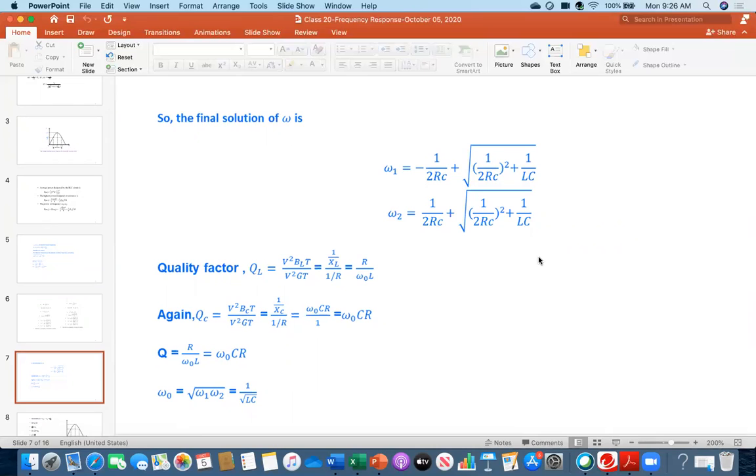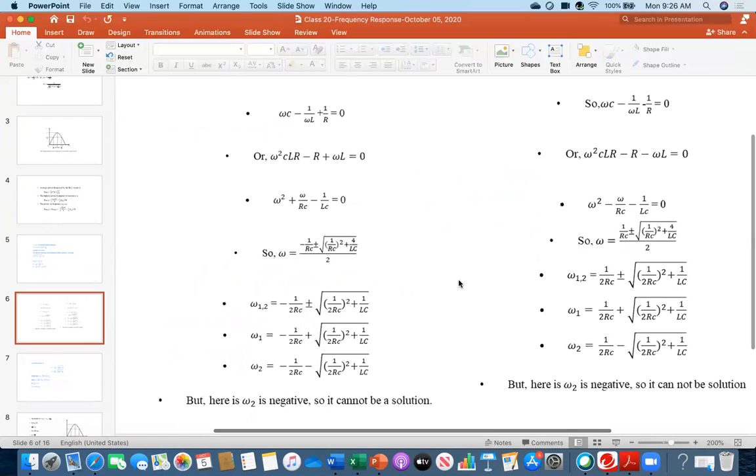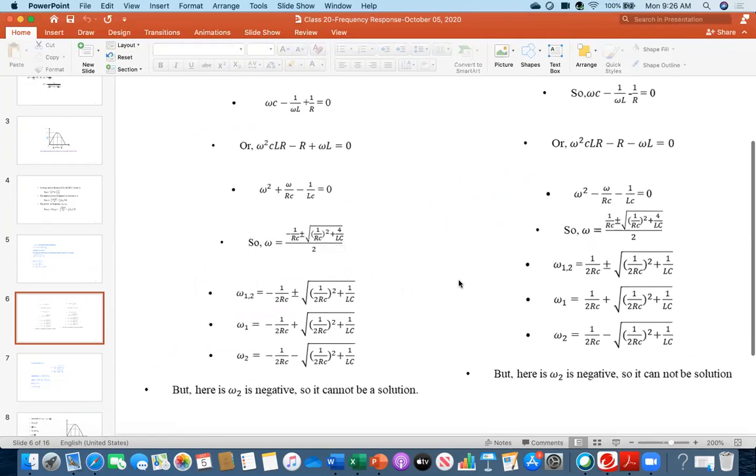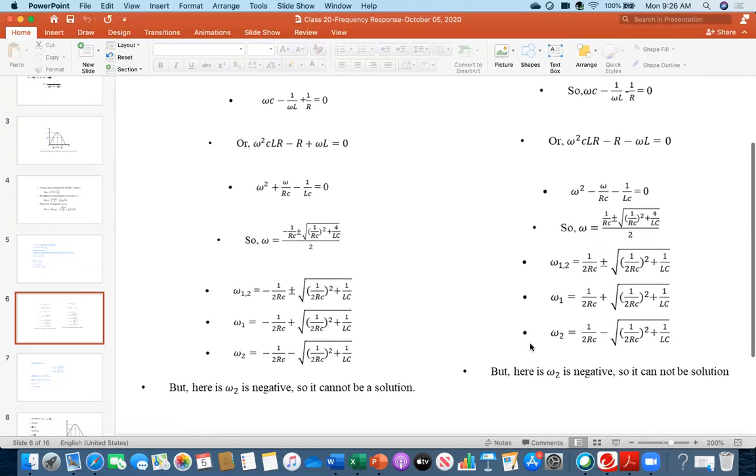Yeah. Okay. What is it on the last? Go back to the last slide. Where it says omega 2 is negative, so it cannot be a solution. On the left, bottom left. This one? Yeah, can you explain? Because aren't they both negative? So the result will be negative, right? Because the whole thing is negative.